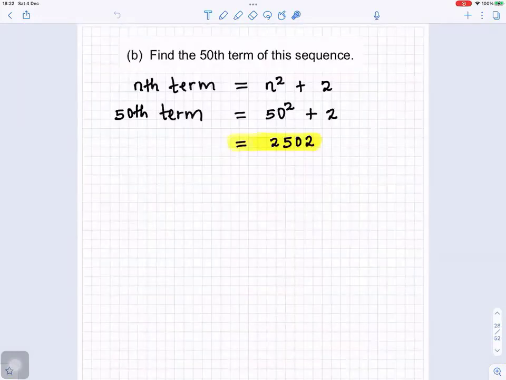Find the 50th term of this sequence. The nth term is n squared plus 2. So 50th means n is 50. For the 50th term, we put 50 for n. We replace n with 50. 50 squared is 2,500 plus 2, 2,502.